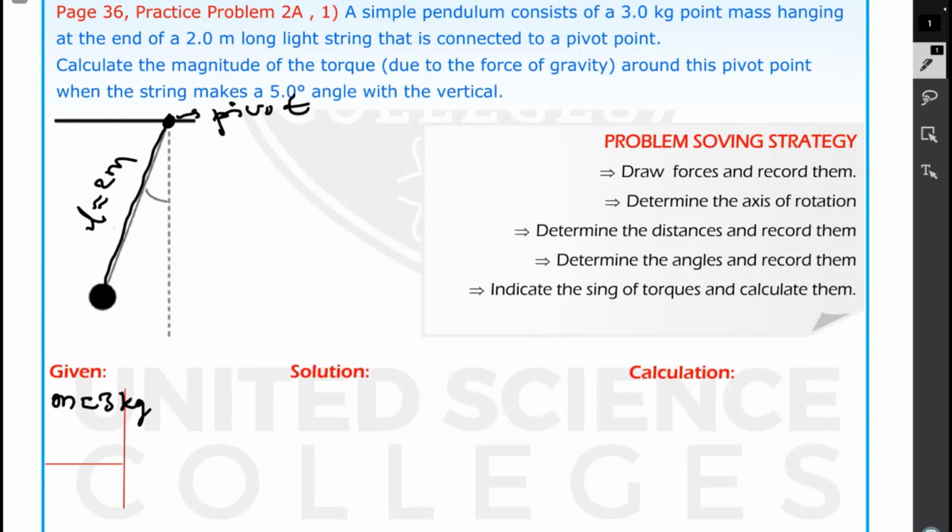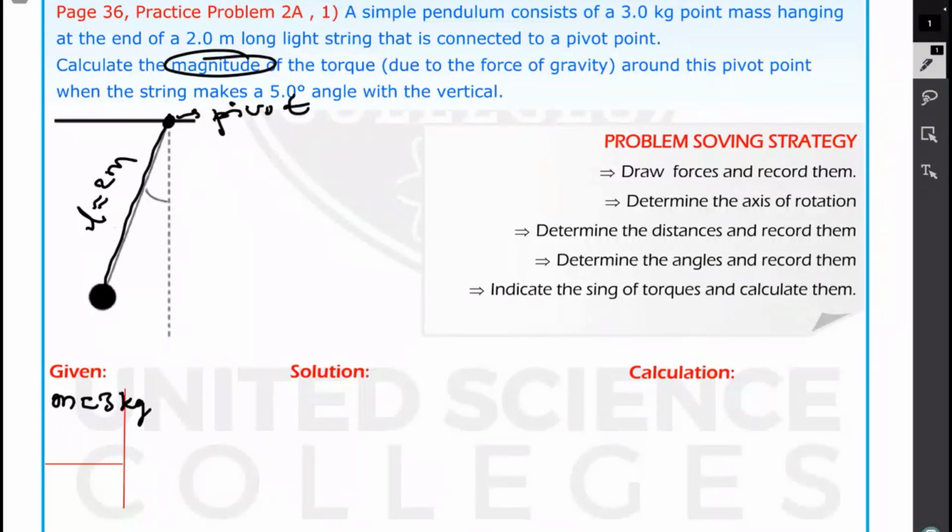Calculate the magnitude of the torque. When it says magnitude, you don't care about positive or negative, I mean clockwise or counterclockwise, because the magnitude of a vector quantity is always written as positive. So here you shouldn't worry about the direction of rotation or whether torque is positive or negative.